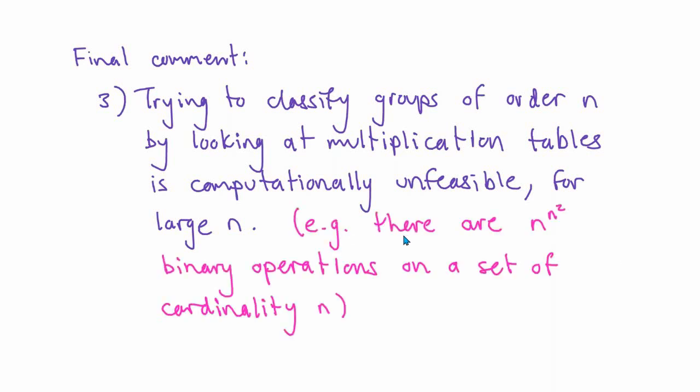So for example, if we just consider the collection of binary operations on a set of cardinality n, there's already n to the power n² operations. Now, that's a huge number. When n is just 10, it's already a googol. And even though you can rule out most of those binary operations because of the other group axioms that have to be satisfied, looking at multiplication tables still just isn't a computationally feasible way to try to classify groups of order n. In later videos, we're going to develop better techniques though, so that's something to look forward to.